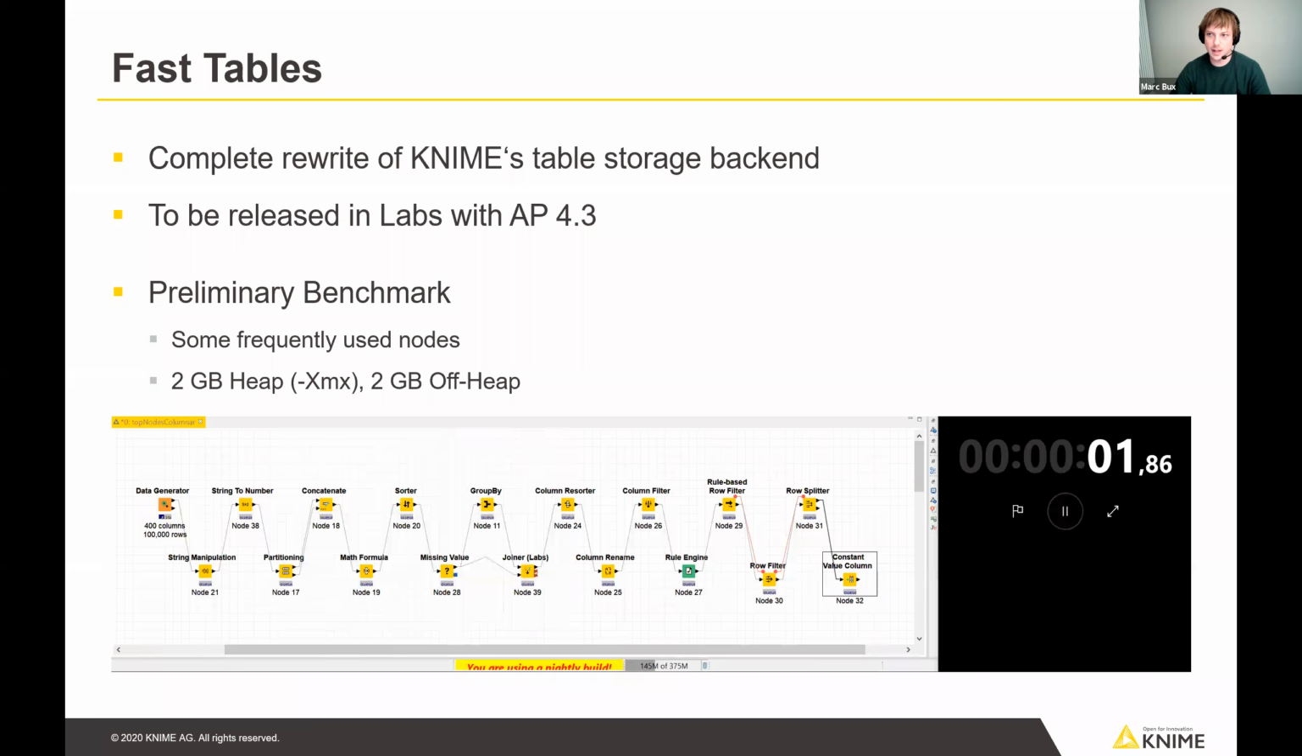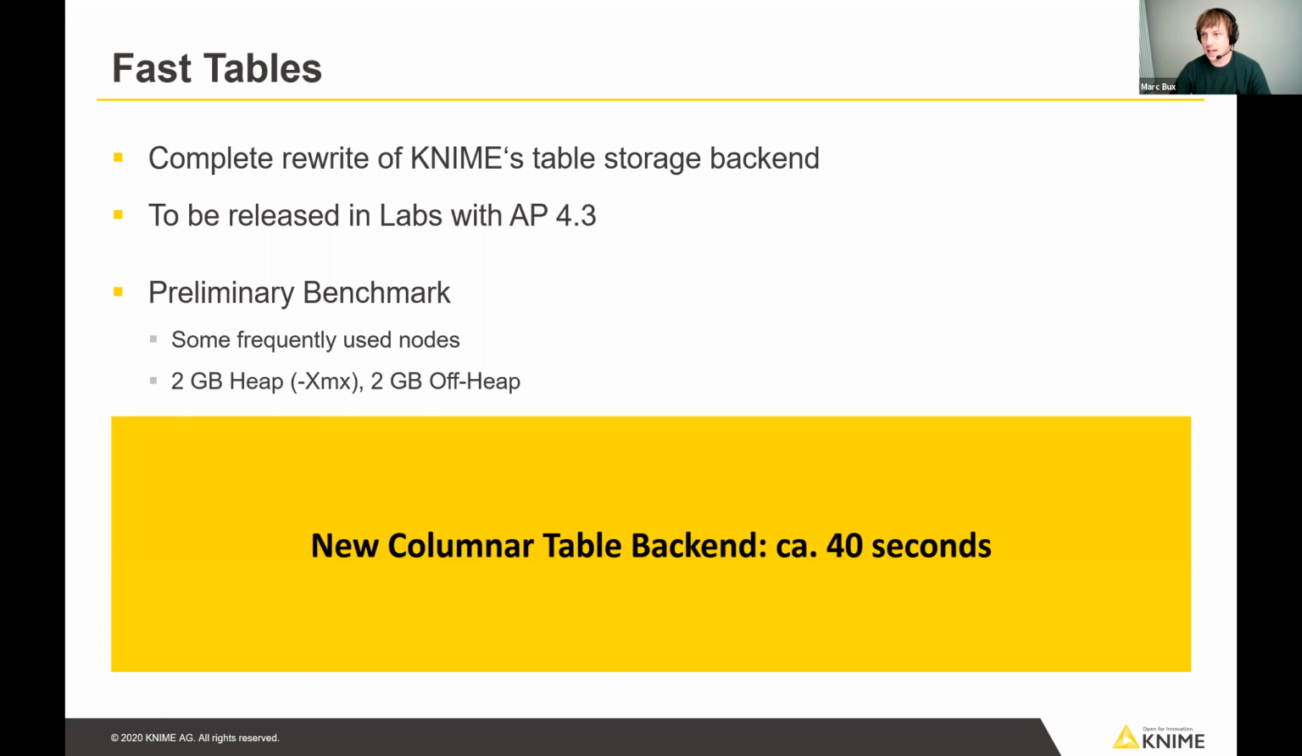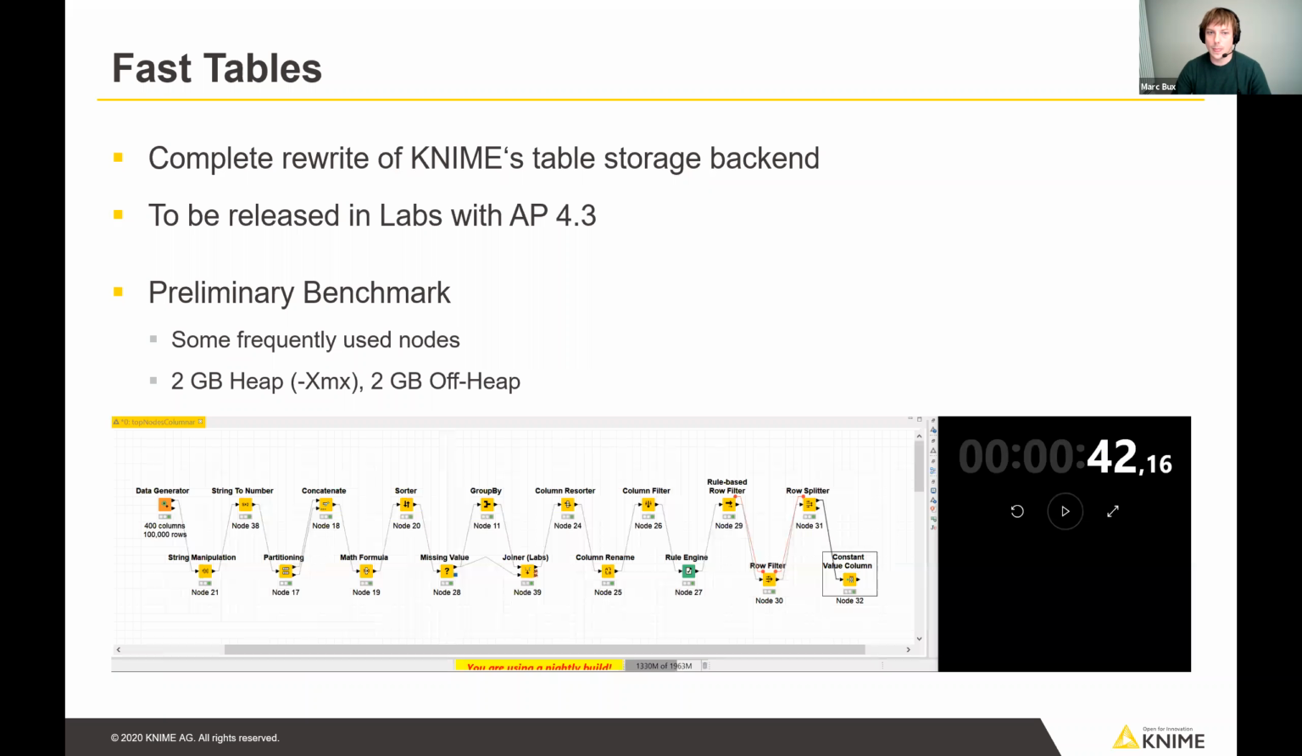This is about 400 megabyte of CSV data, if I'm not mistaken. Now if I enable the new table backend, the same workflow executes in roughly 40 seconds. So it's about 3 times as fast. And this is with 2 gigabytes of heap memory allocated to the JVM in which Knime runs, and 2 gigabytes of off-heap storage allocated to this new table backend. So it's kind of a fair comparison, and I'm really excited that we've got this far. And this is without optimizing the individual nodes for performance, which is still another topic that we're working on.